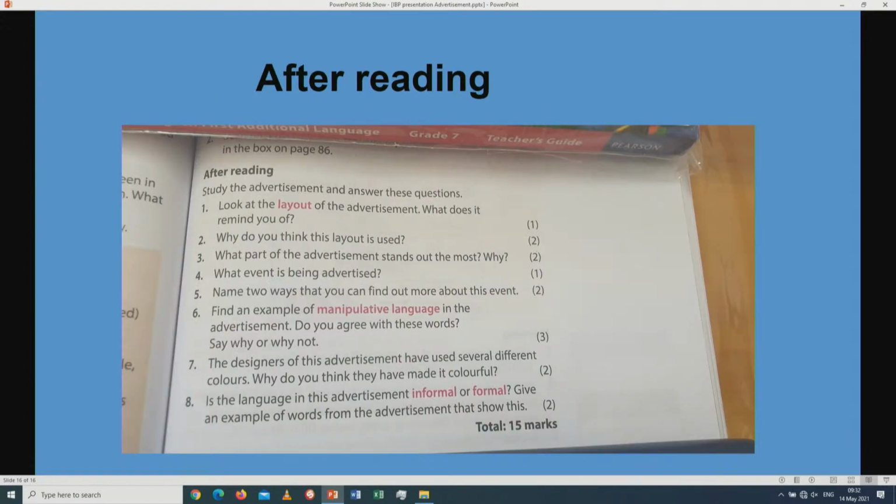Question number 8, which is the last question. Is the language in this advertisement informal or formal? Give an example of words from the advertisement that show this. Let's read again. Is the language in this advertisement informal or formal? Give an example of words from the advertisement that show this. Let's go back to the advertisement to see the type of language that is used.